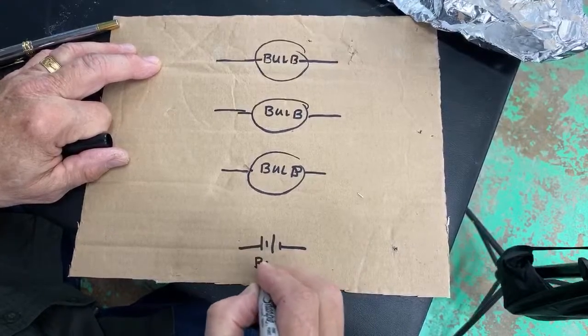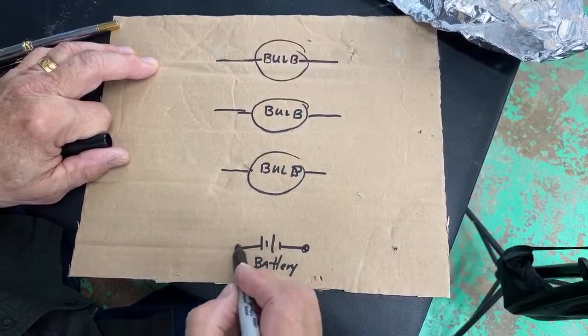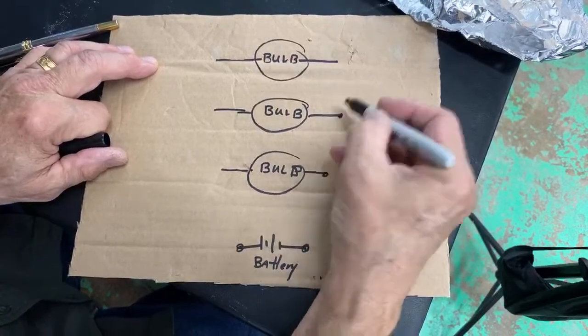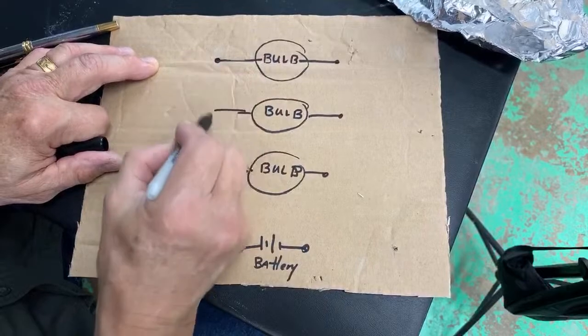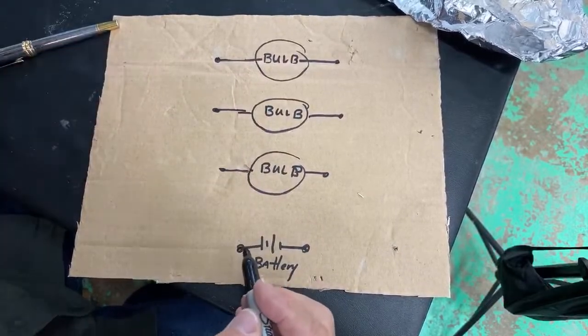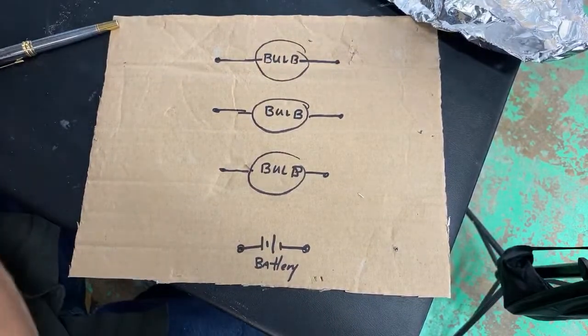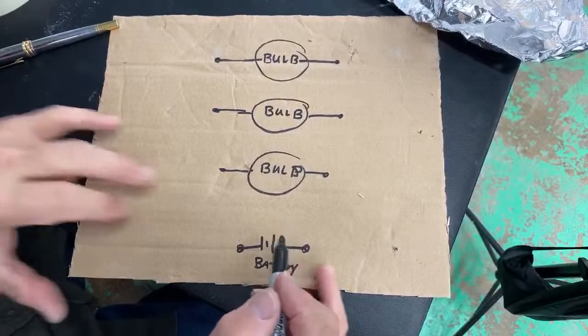There's my battery. Okay, and we'll put some connectors. Let's see on my piece of cardboard here. If you draw this out and plan it out, you're making this cool sketch that you're going to do, then use that as your plan to make your circuit.